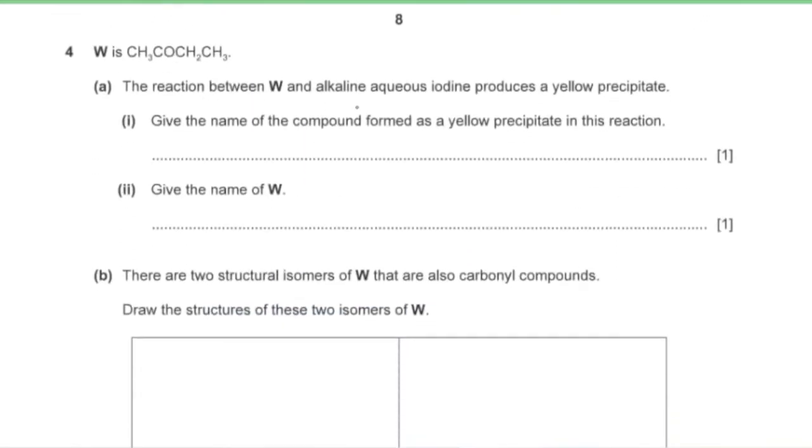The reaction between W and alkaline aqueous iodine produces a yellow precipitate. Give the name of the compound formed as a yellow precipitate in this reaction. So W is a ketone, and when a ketone reacts with alkaline aqueous iodine, triiodomethane forms, which is the yellow precipitate. Give the name of W, that's butanone.